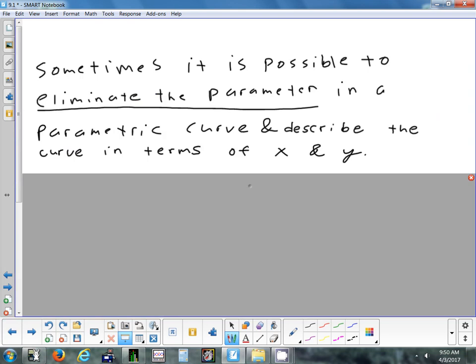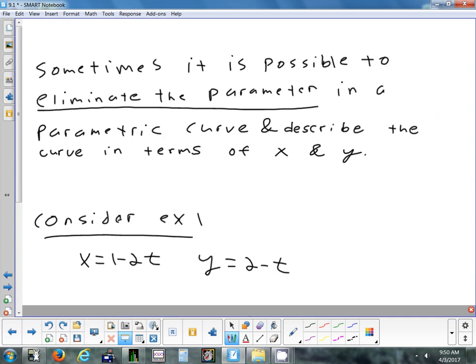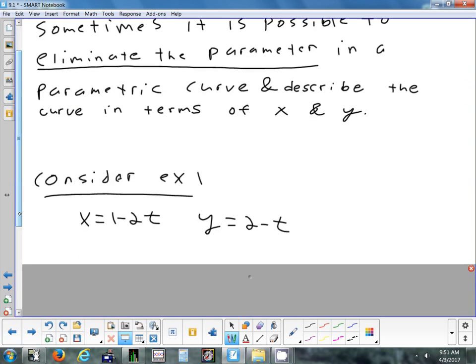Okay. So the next thing we're going to look at is how can we take a set of equations, just like we had in example 1, and convert this to something that we're used to. I want to get rid of the parameter. I want to eliminate the parameter. So in other words, I want to eliminate the letter t. So by eliminating it, we're going to turn this into a function.